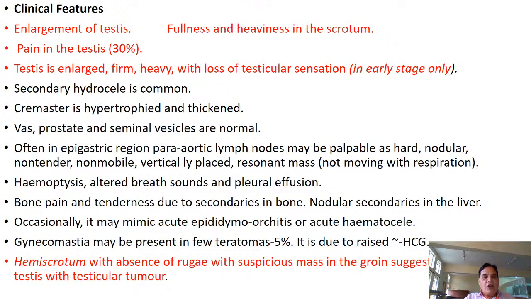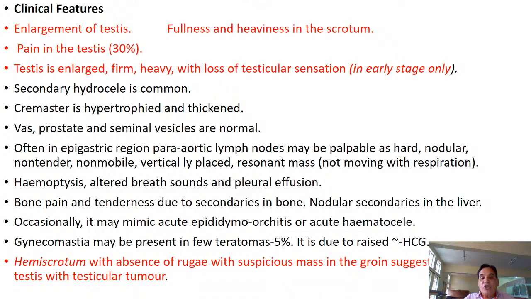What are the clinical features? Simply, the commonest is enlargement of the testes. The patient complains of fullness or heaviness in the scrotum because of increase in size. Testicular pain is comparatively less, in 30% of patients. Enlarged, firm, heavy testes. See the difference: if it is hydrocele, the testis is light; if it is malignancy, the testes are heavy. This differentiation you can do only clinically.